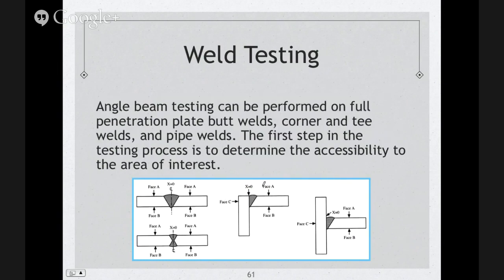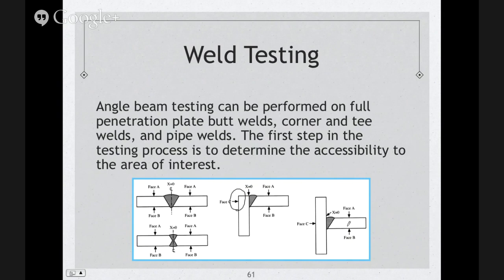Angle beam testing can be performed on full penetration plate butt welds. The first step in the testing process is to determine the accessibility and area of interest, right? So we want to know how much access we have and what area we're concentrated on. So you want to see if you have access to this, and you want to know what you're checking.